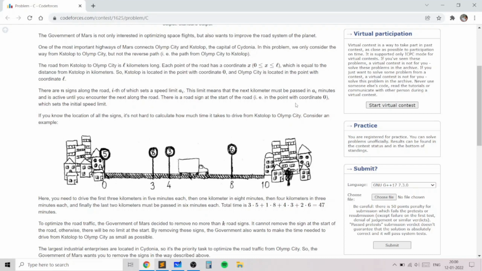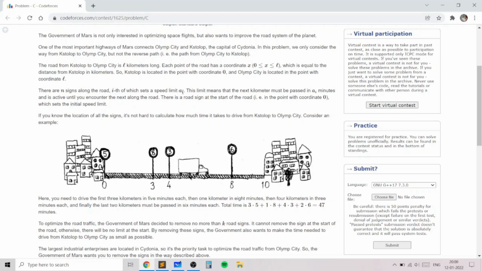So in this problem, we are basically given a road which is L kilometers long from one city to another city. Now each point of the road has a coordinate x, and since it's L kilometers long, the coordinates will be from 0 to L, and that is the distance from the first city to the second city. The first city is at coordinate 0 and the last city is at coordinate L, and there are n signs along the road.